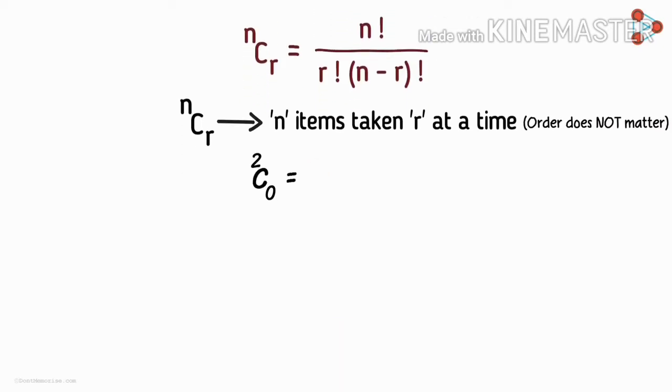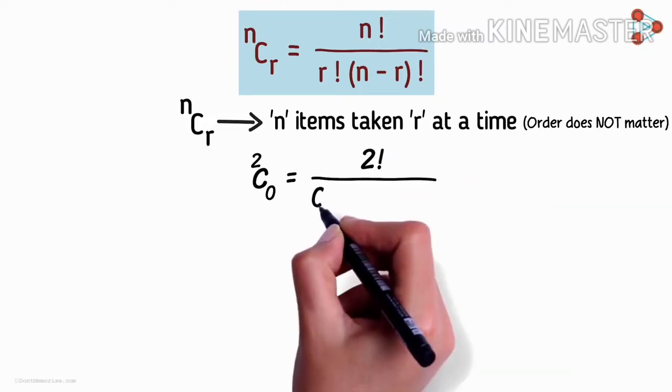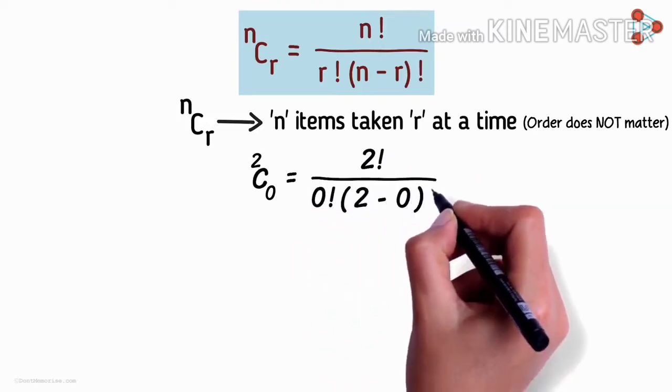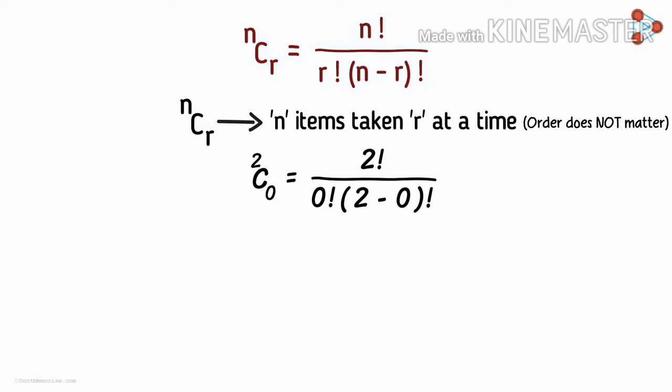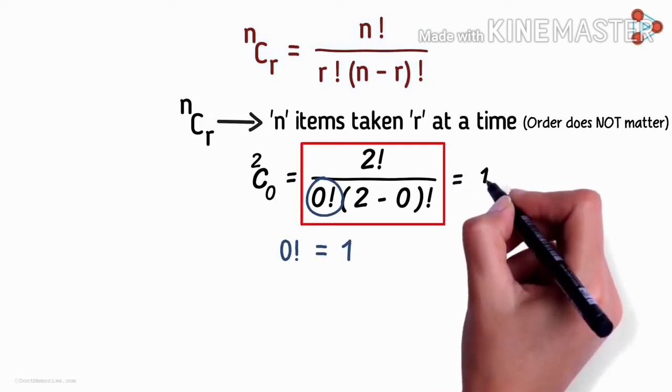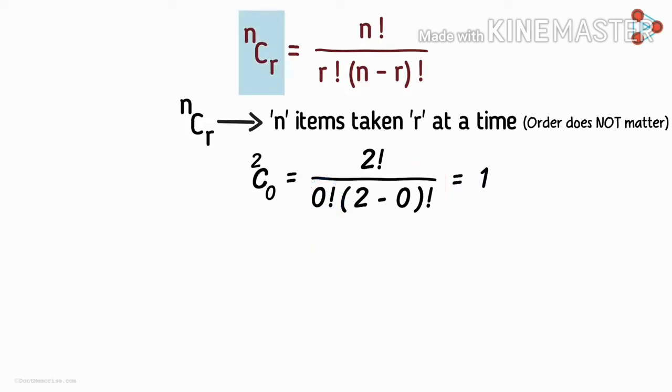Yes, we can use this formula. We get it as 2 factorial over 0 factorial multiplied by 2 factorial. We know that 0 factorial is 1. So we get this value as 1. Now by using the same formula, can you tell me the value of 2C1?